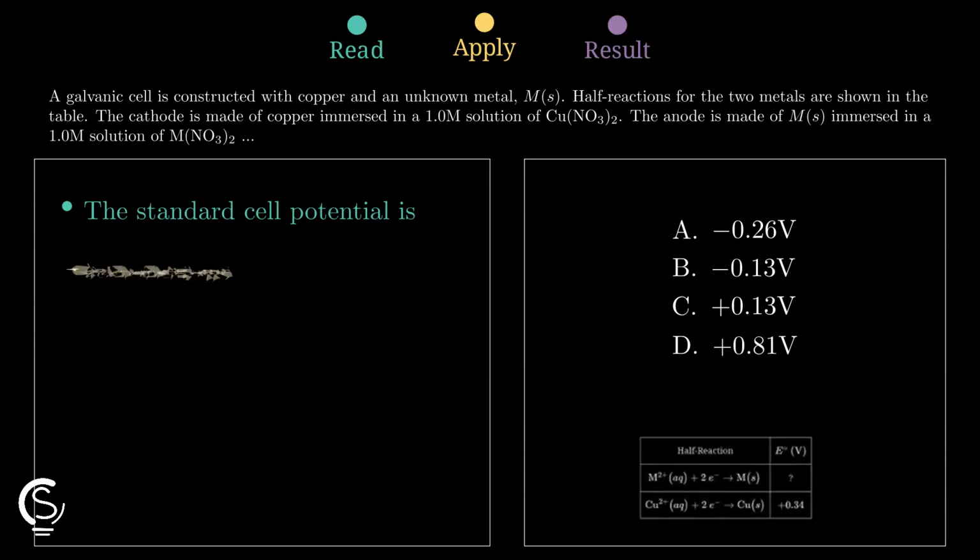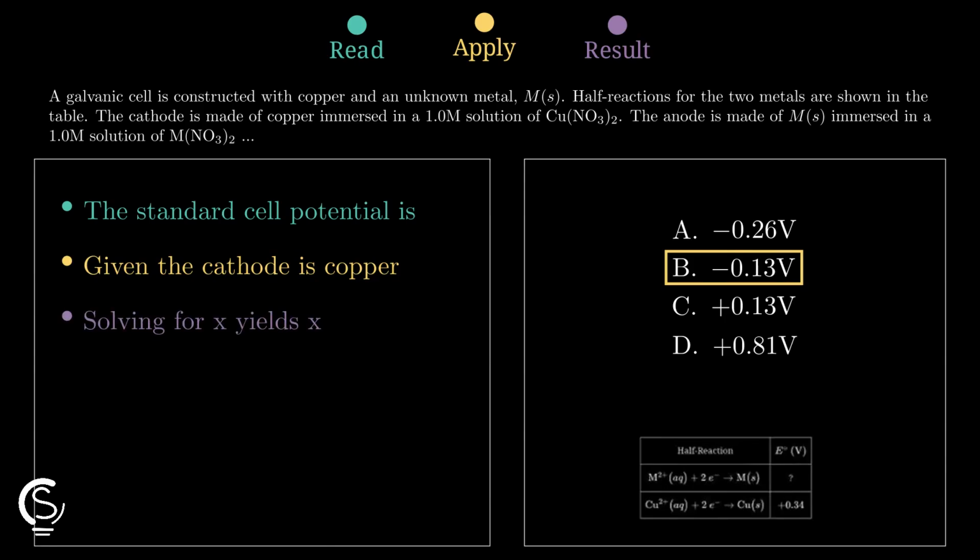Finally, we solve for the unknown anode potential. Subtracting 0.47 from 0.34 gives us exactly negative 0.13 volts.